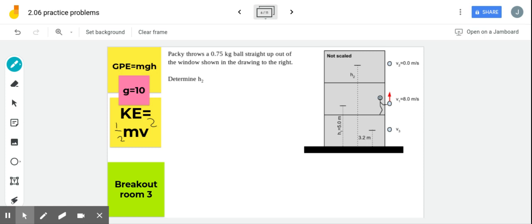Here's question 6. Packy throws a 0.75 kilogram ball straight up out of the window as shown in the drawing to the right. Determine H2. So let's take a look. What I know is I know how high Packy is off the ground and what the speed of the ball is at point 1.